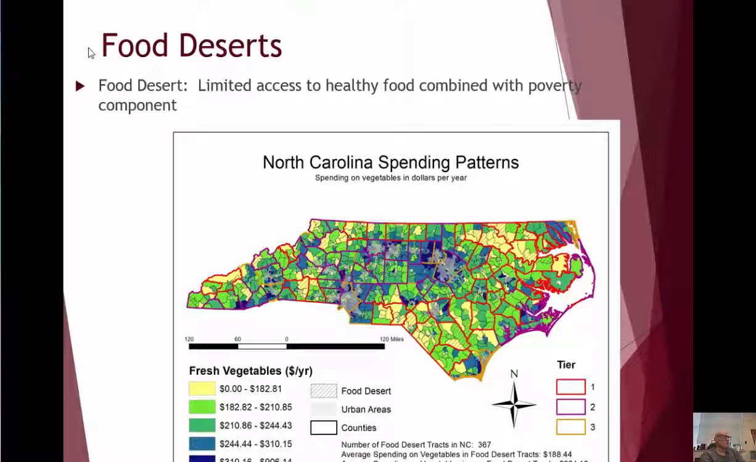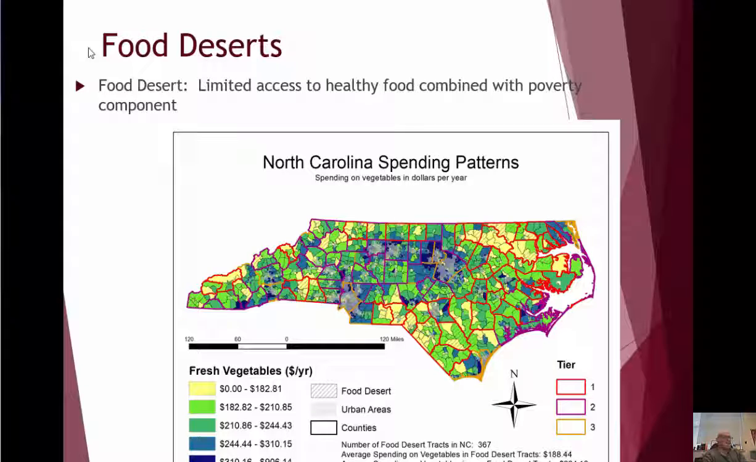Now we can superimpose spending patterns with those food deserts. The one thing about mapping is that it starts to get really ugly really quickly when we superimpose multiple tiers and layers on top of each other. We have different tiers in North Carolina, from tier 1, which is your economically disadvantaged, up to tier 3, which are economically advantaged counties. But I also have our tiers combined with our food deserts combined with spending on fresh vegetables.